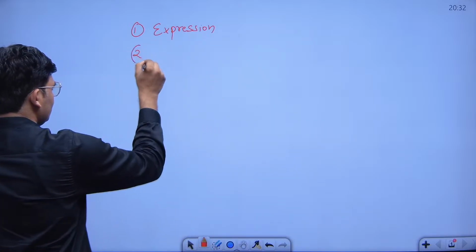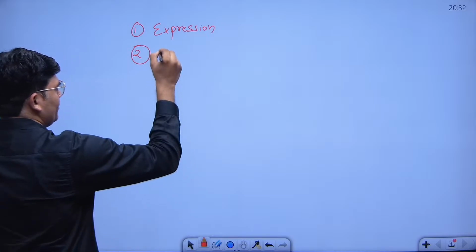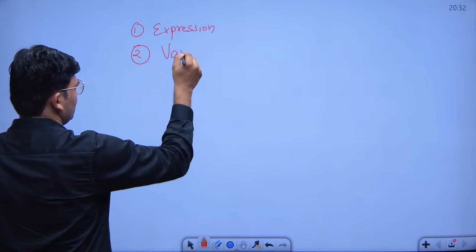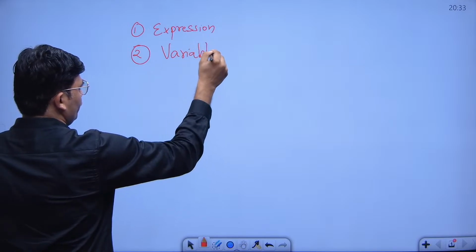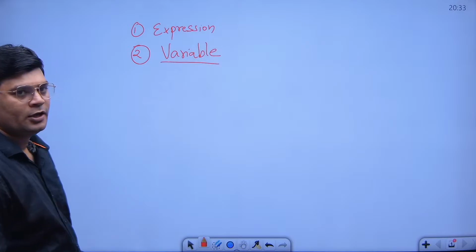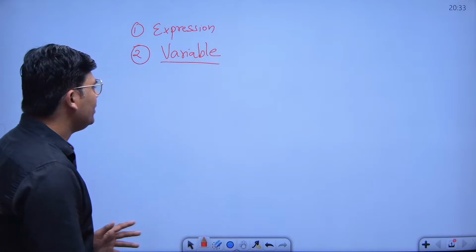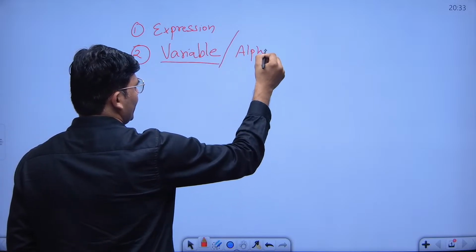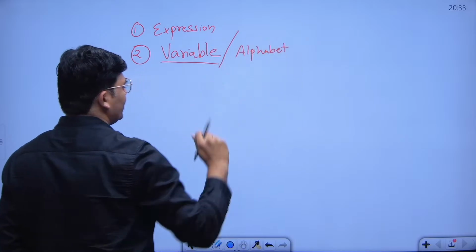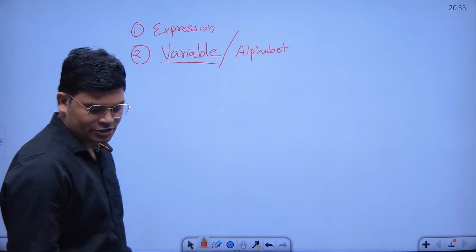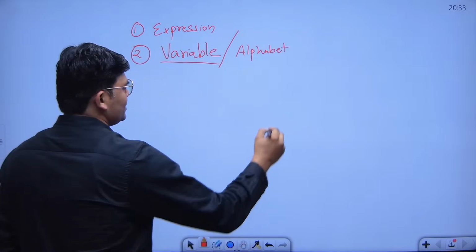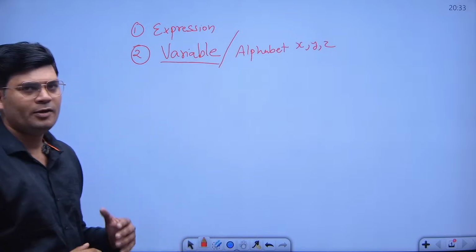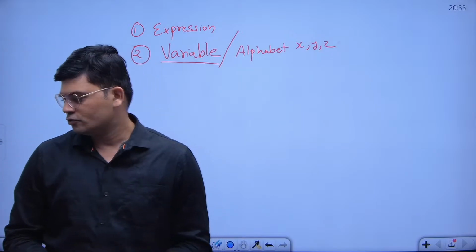But what happens in the case of mathematics? To represent a number, we choose a variable. That variable can be anything, but it is generally an English alphabet letter. There are 26 letters, but generally we use x, y and z. But you can also use a, b, c, any letters of your choice.